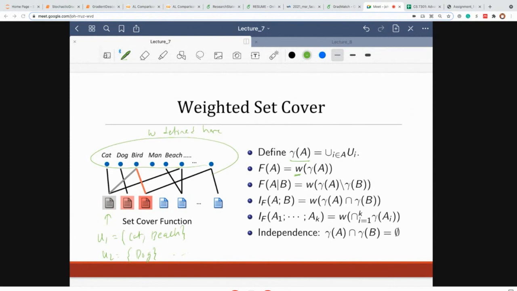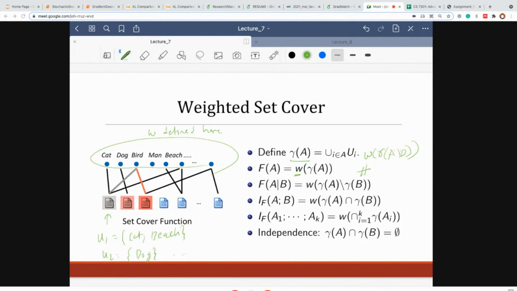Now, given this, we actually have very interesting interpretations. The conditional entropy, or the conditional information here, of f of A given B, is actually equal to w of gamma A minus gamma B, right? So this is different, by the way. This is not equal to w of gamma of A minus B. This is not the same. What I'm saying is that this is gamma A minus gamma B. So I look at the concepts covered by both. A and B could be very different, but I'm seeing what are the joint concepts between them, and I'm removing the joint concepts in the conditional gain.